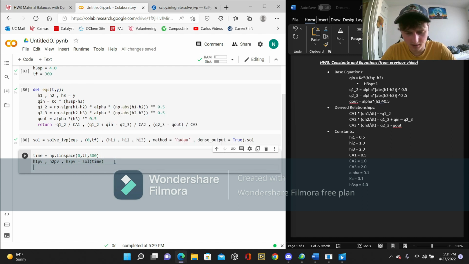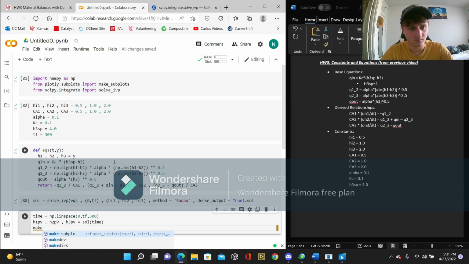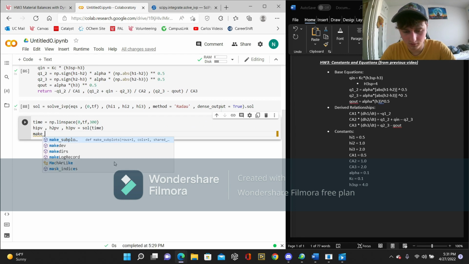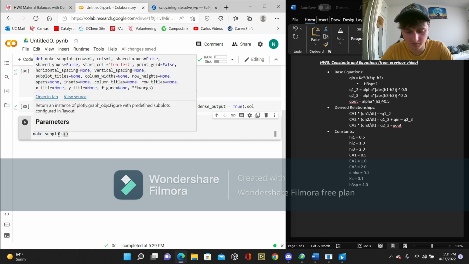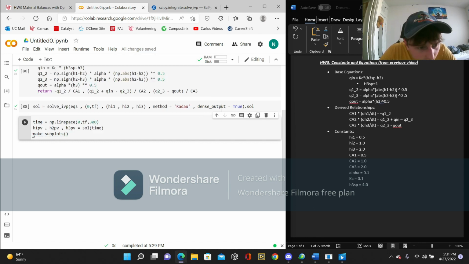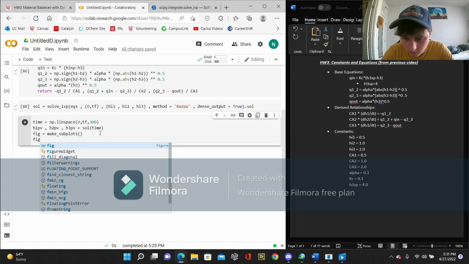Okay, and now we have, what's the function? make_subplots. We're just going to make that a function, but we need to call this something. We like to go with fig in this class, so I'm going to go with fig as well. And all we have left to do is make these scatter plots.